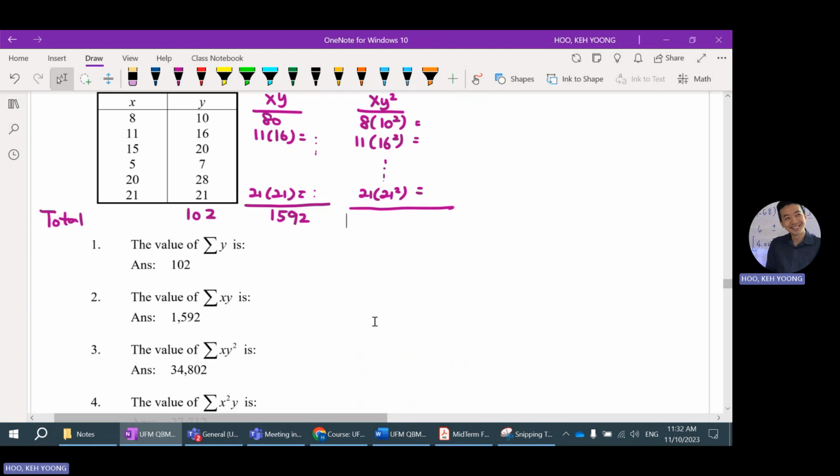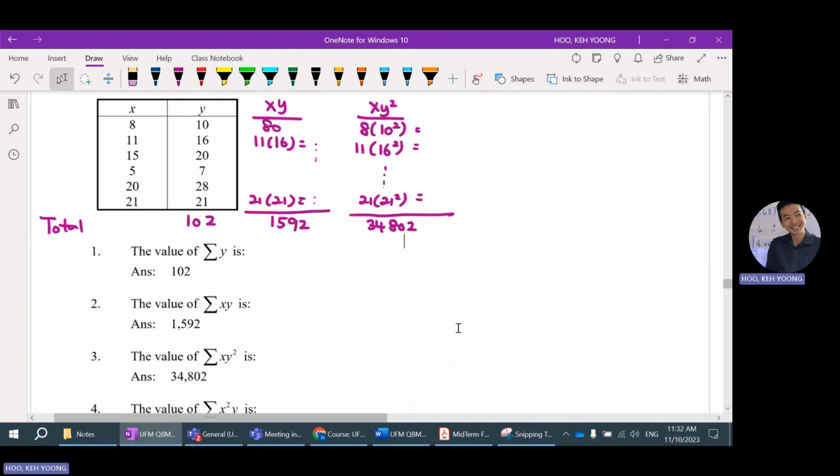Sometimes I may have the wrong values inside. If you got a different answer, please let me know. Maybe my answer is wrong.